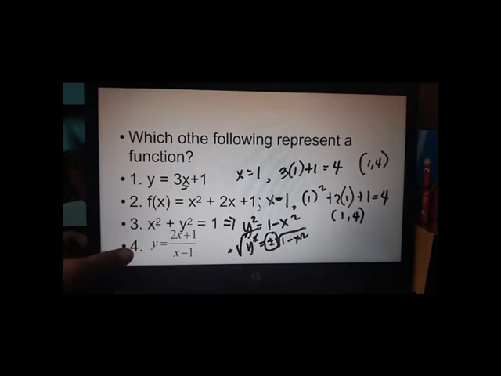How about number 4? Yes, we can substitute any values of x and we can get one value of y. So, this is a function.